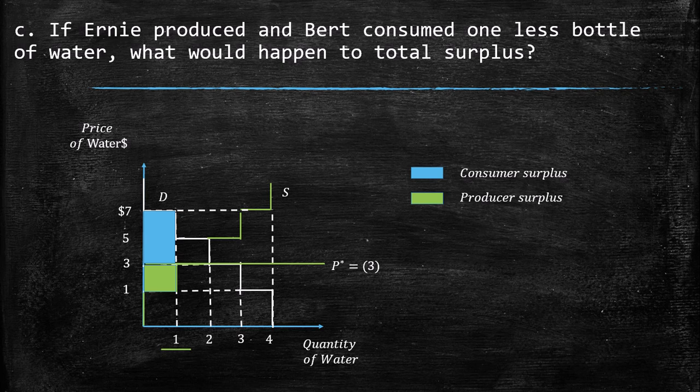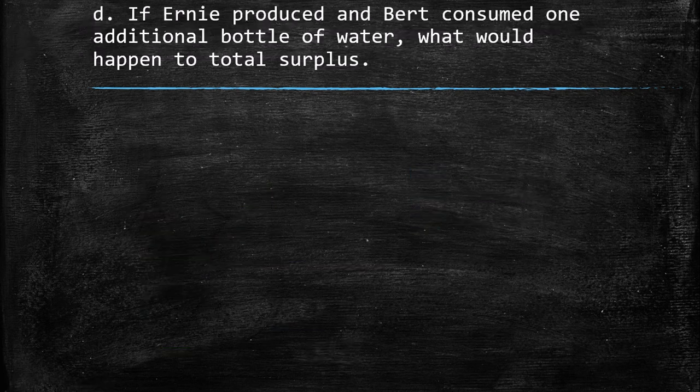But what happened with the total surplus? It decreased, because remember, this square was divided in two. It was split by the demand and the supply, but now it belongs to no one. So it's going to be the decrease in the total surplus. D. Ernie produced and Bert consumed one additional bottle of water. What would happen to total surplus?